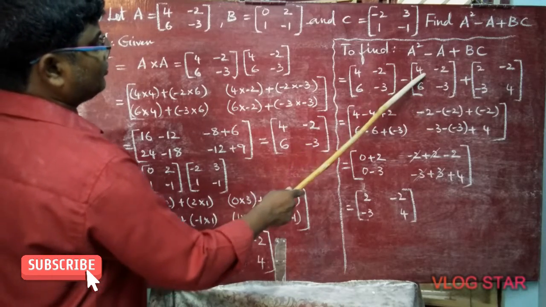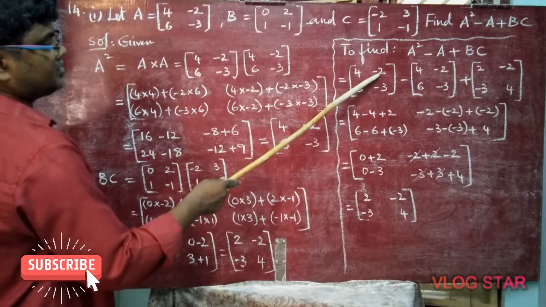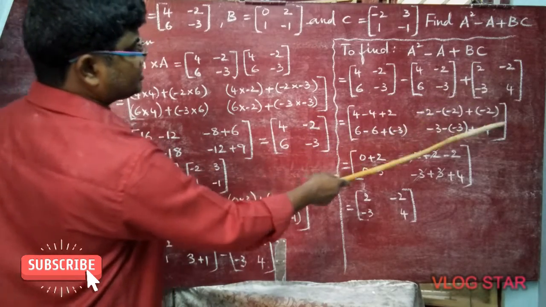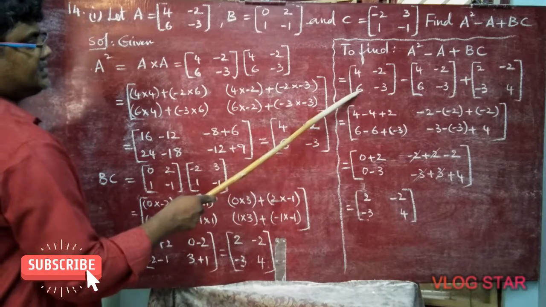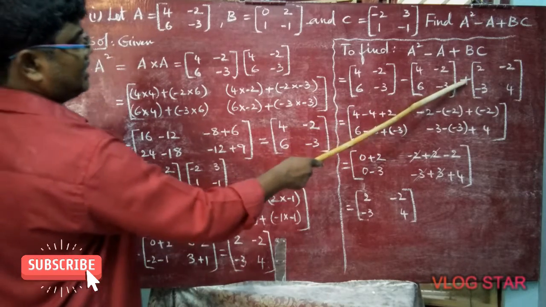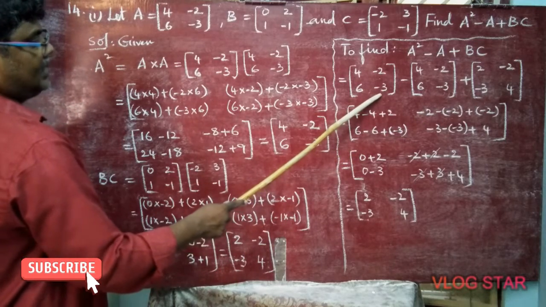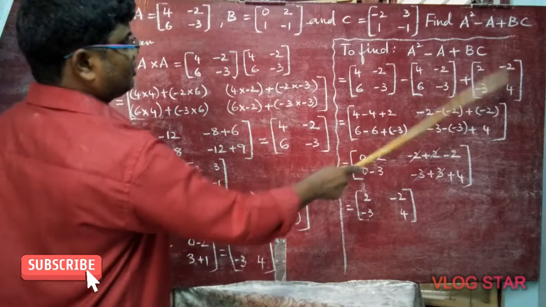4 minus 4 plus 2. This is the first element. Minus 2, minus of minus 2, plus of minus 2. Be careful with brackets. Third element. 6 minus 6 plus of minus 3. Fourth one. Minus 3 minus of minus 3 plus 4.